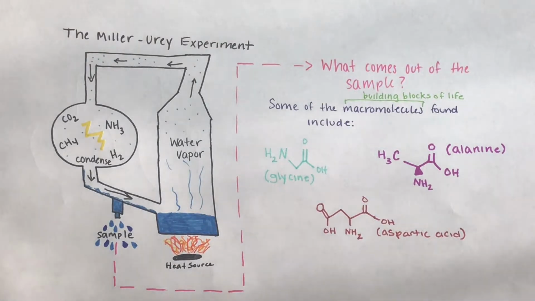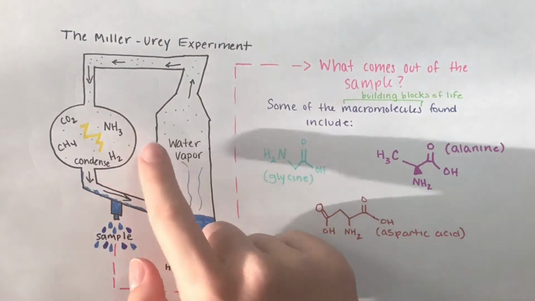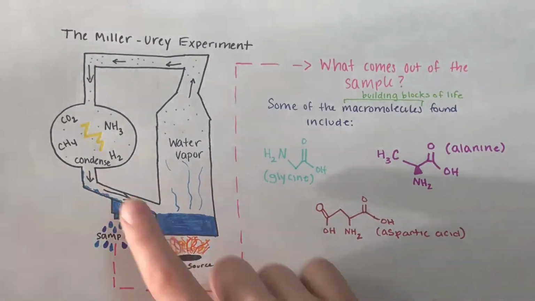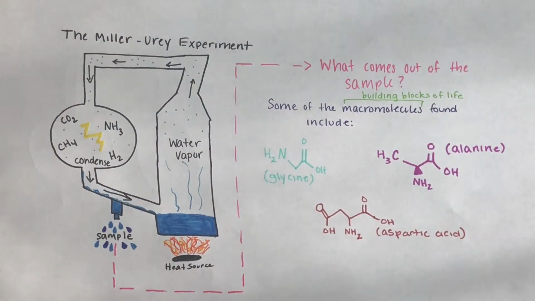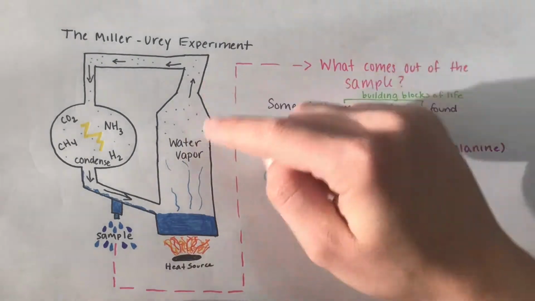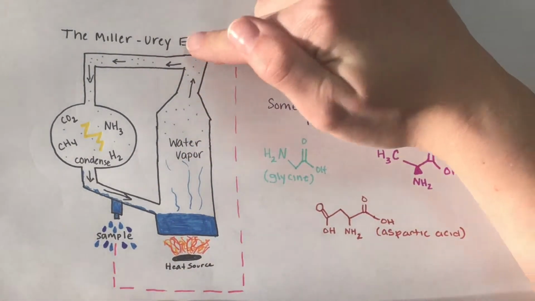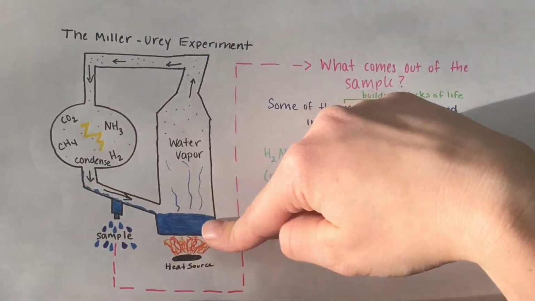So the way they set up this experiment is they had water, CO2, methane, hydrogen gas, some of the gases that were in our early atmosphere, and a shock of electricity, which is also a characteristic of our early atmosphere, and water was running through the system. So the water would get heated, it would evaporate into water vapor, it would come down and be mixed with all these gases, it would get shocked with the electricity, and then it would come down and condense.